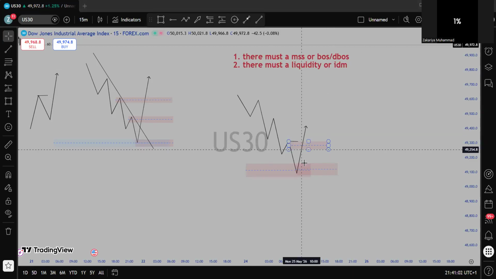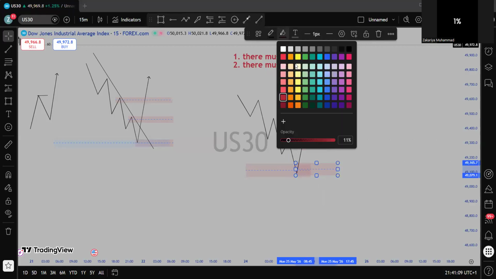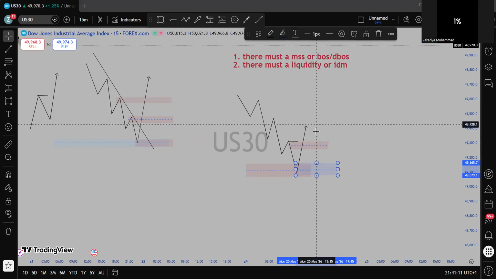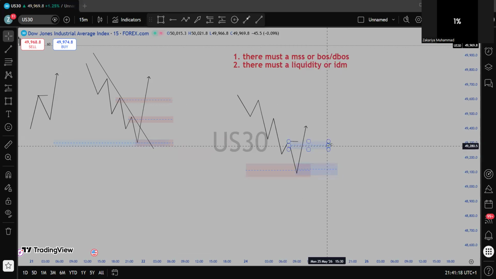We have this breaker block and this other block. We have two points of interest we can use to catch this market forward reversal. The breaker block and then the other block. These are the two points of interest we can use to catch continuation of this buy.